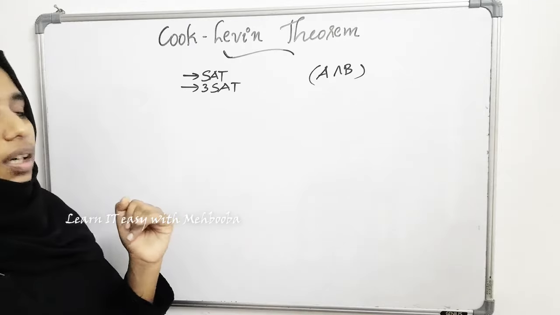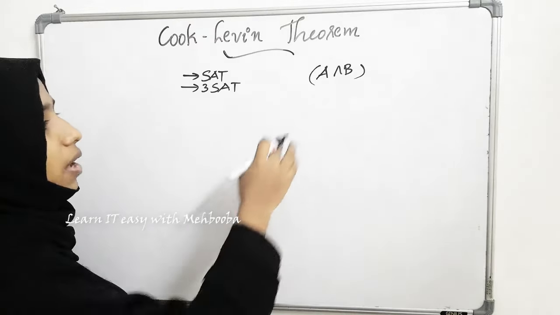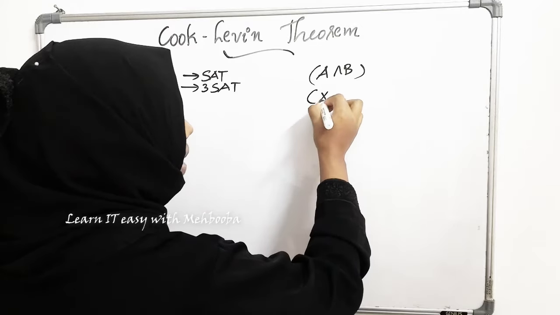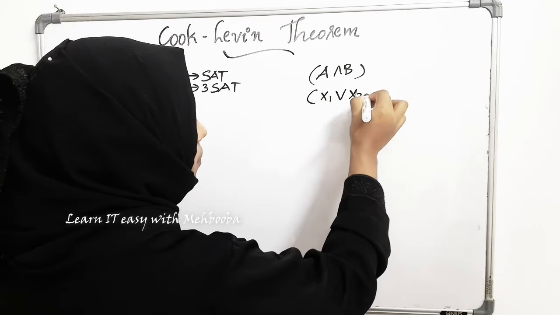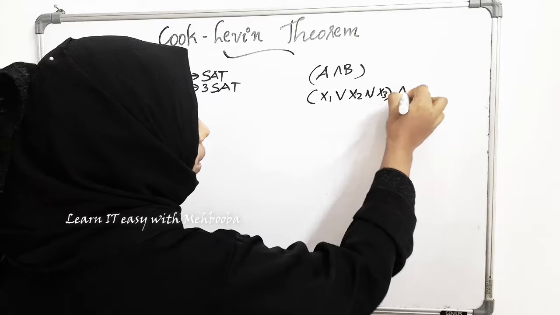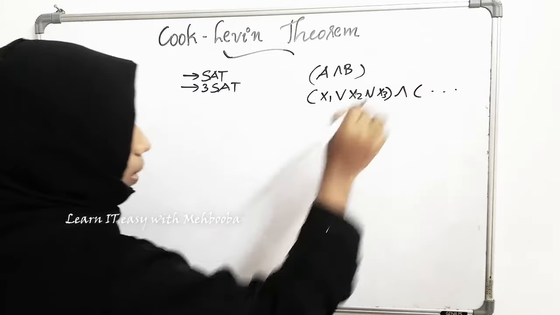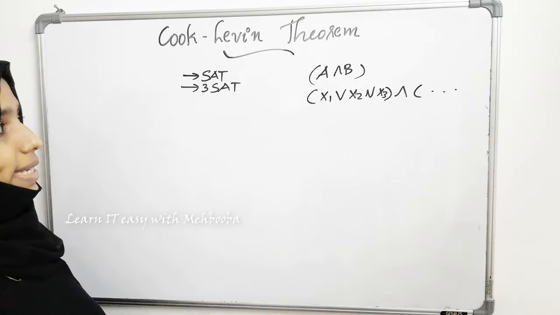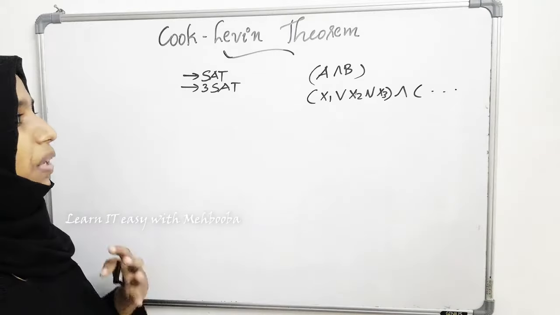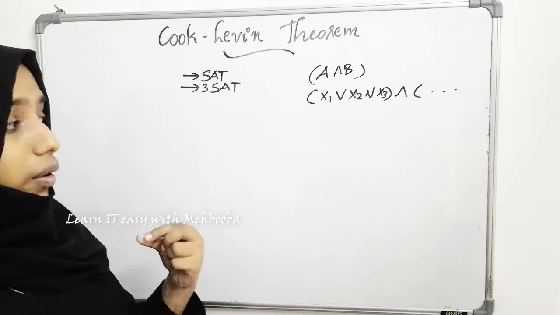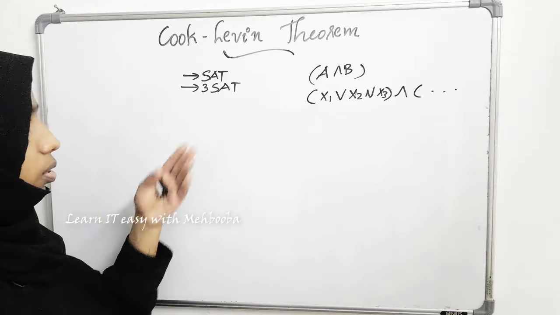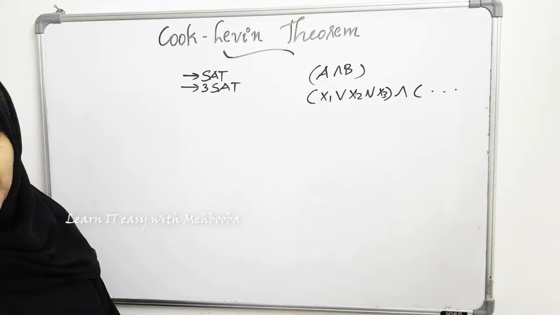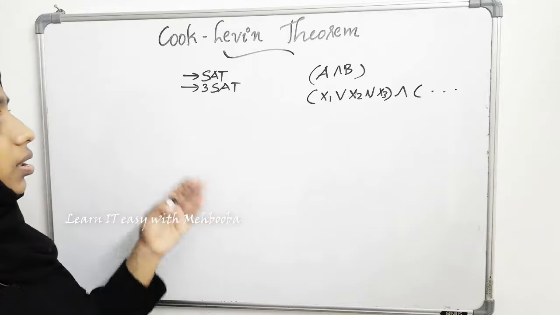3 SAT is where the given Boolean formula will be in 3 CNF format. That is, each clause will have exactly 3 literals. All the clauses will be containing exactly 3 literals. 2 satisfiability, as we have seen in the previous video, speaks about clauses having exactly 2 literals. So 3 SAT is clauses having exactly 3 literals. If you haven't watched that video, please do watch it because that makes things easy.